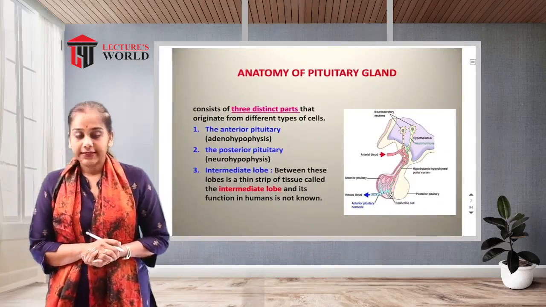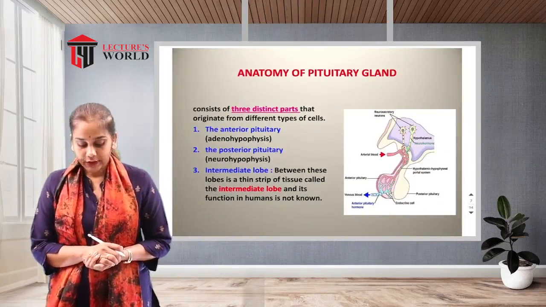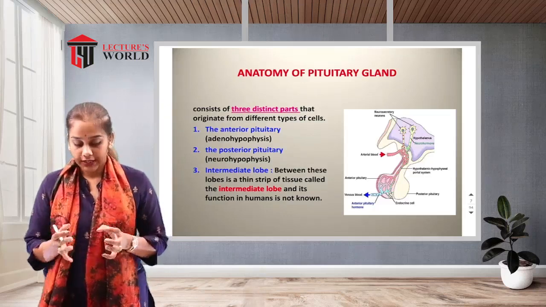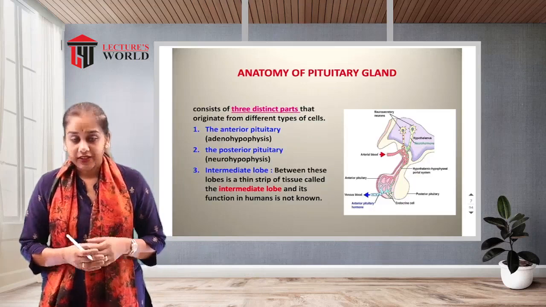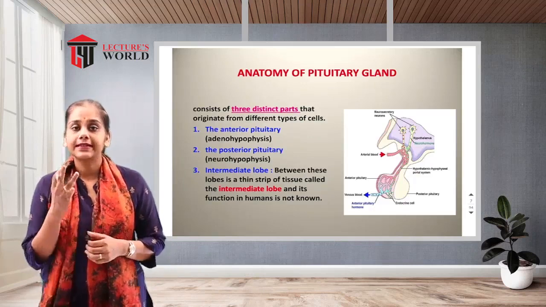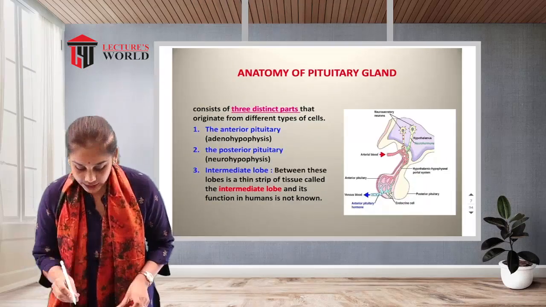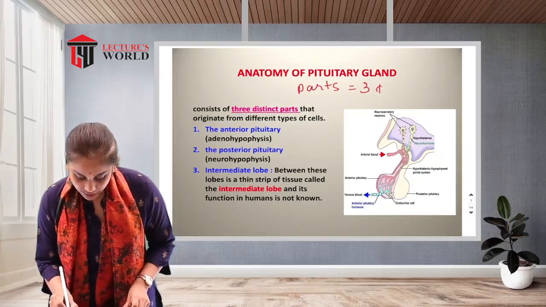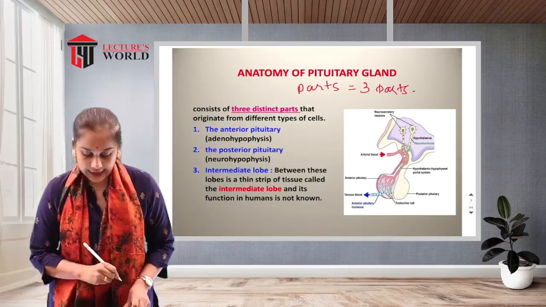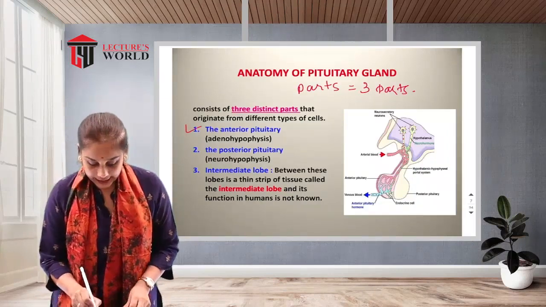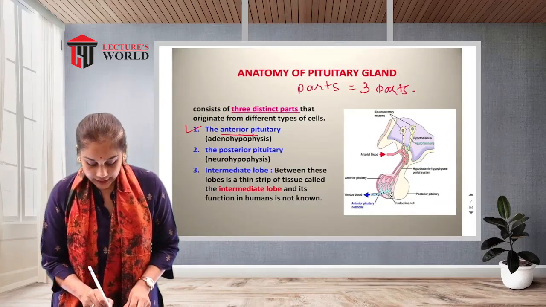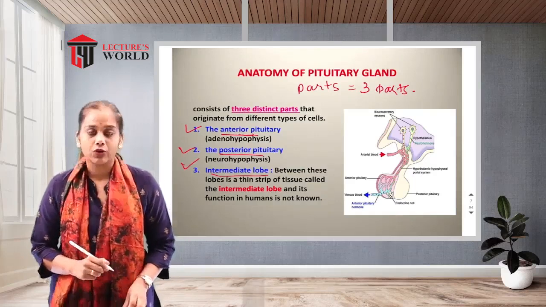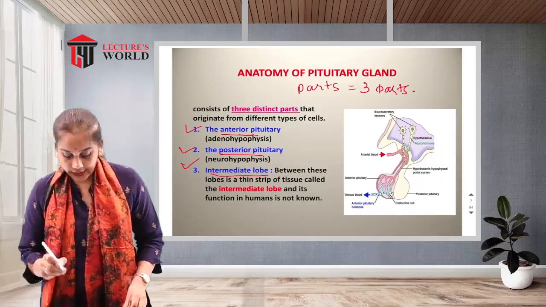It consists of three distinct parts that originate from different types of cells. So the pituitary gland has different parts, three major parts. First one is the anterior pituitary, second one is the posterior pituitary, third one is the intermediate lobe. You can see in the figure.